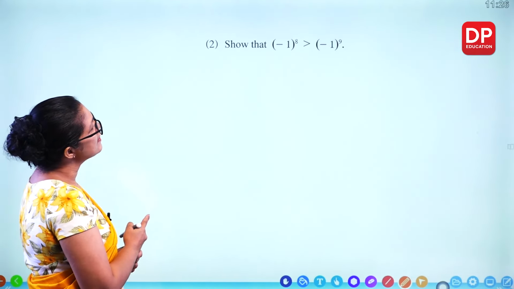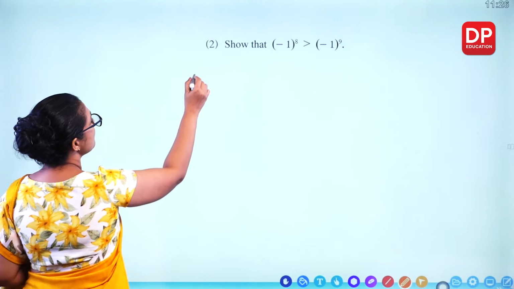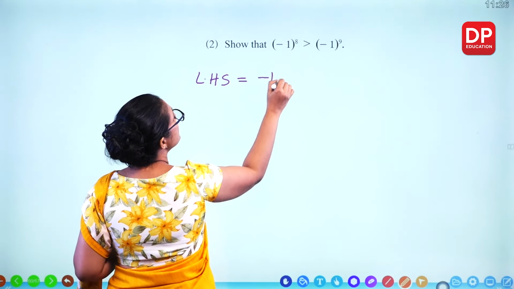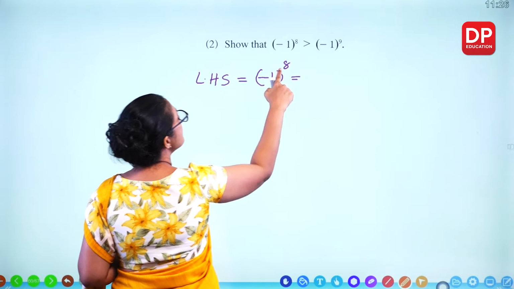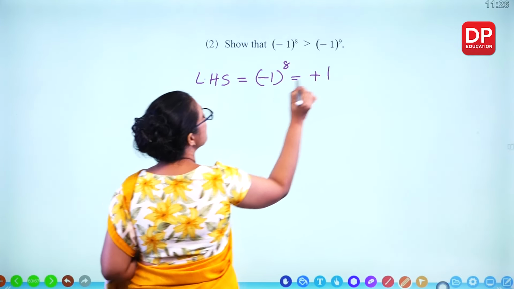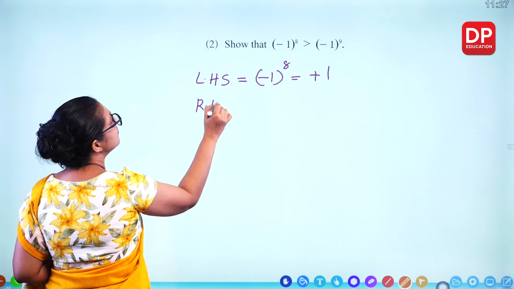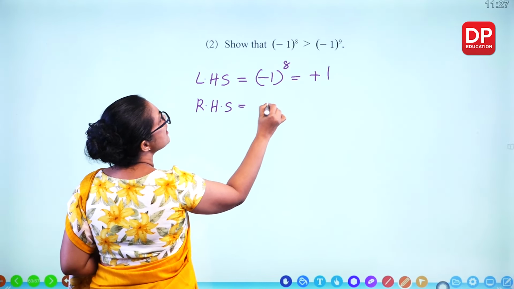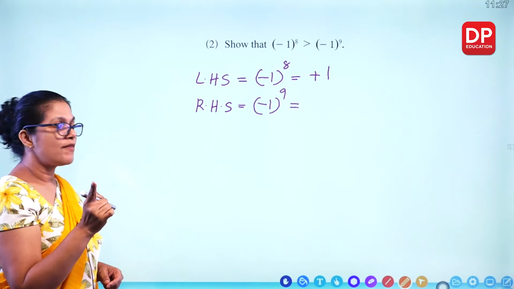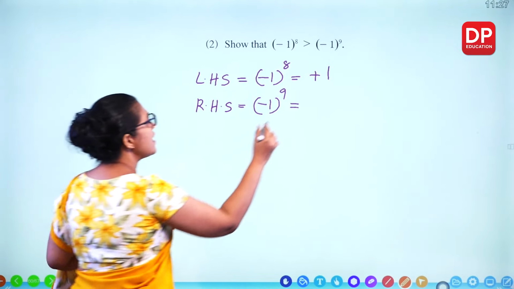Show that this side is greater than. So what's the left hand side? Minus 1 to the power 8. This is an even power with a negative number, that's positive 1. Right hand side: negative 1 to the power 9. Odd power with a negative, you get negative 1.